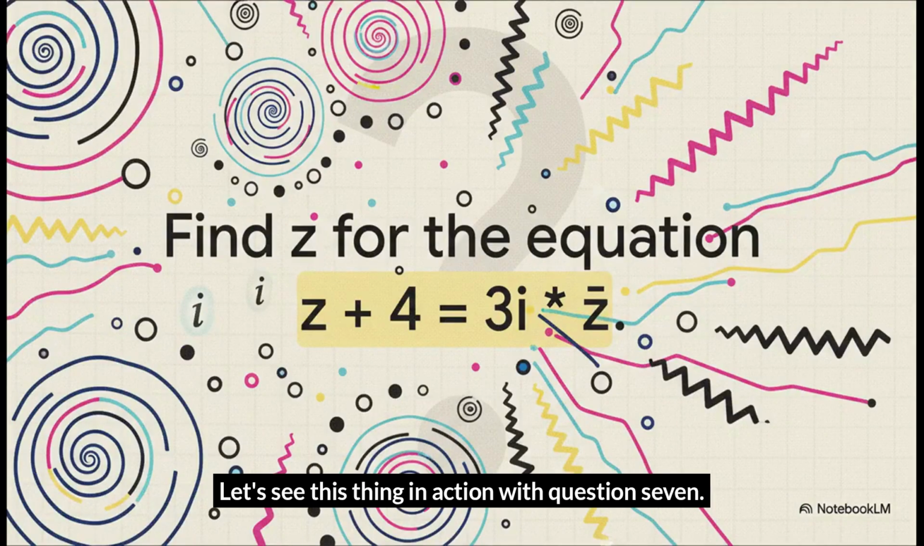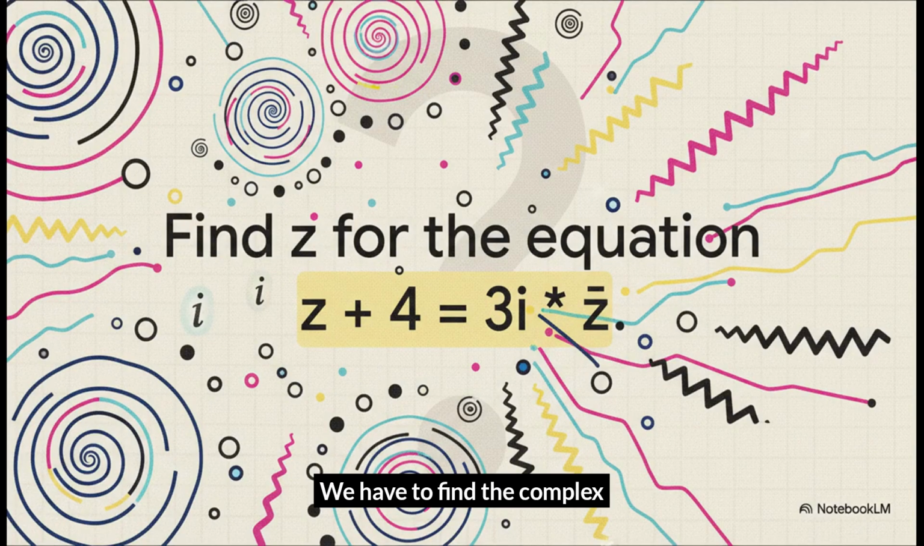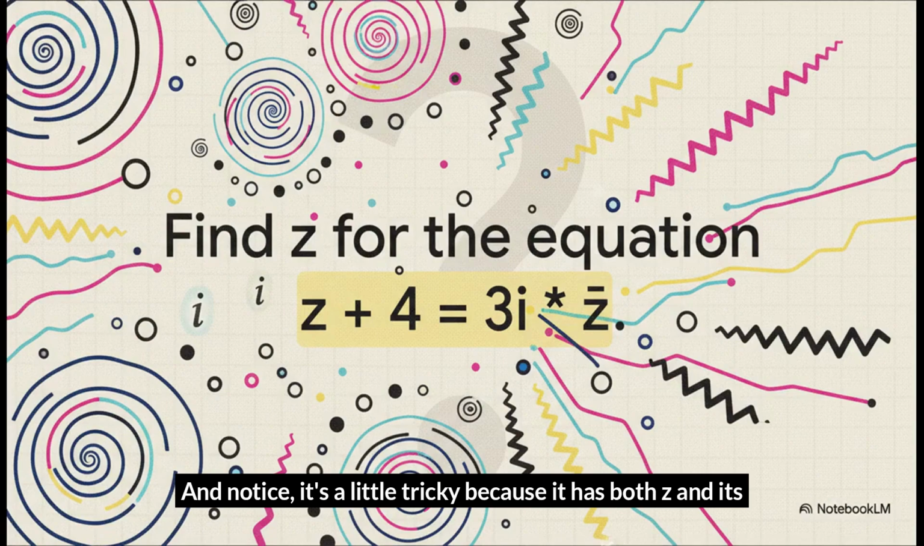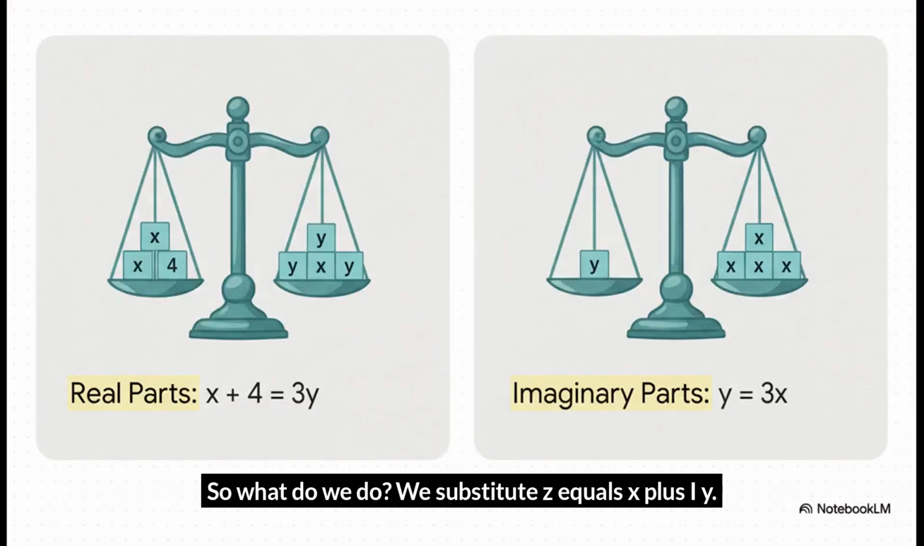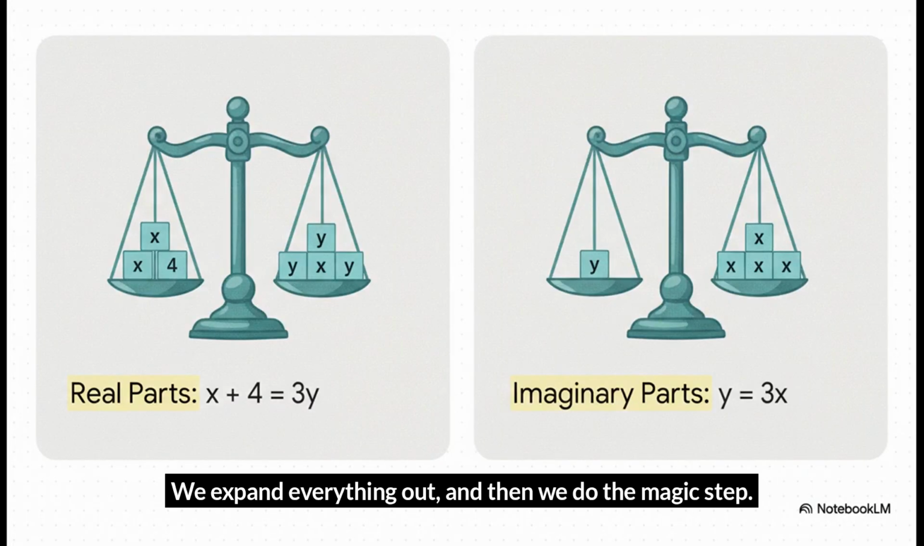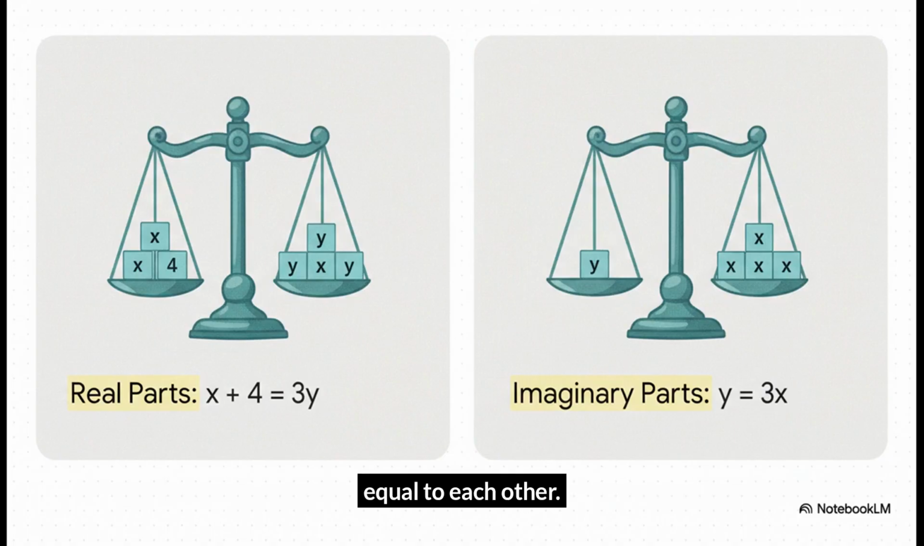Let's see this thing in action with question 7. We have to find the complex number z that makes this equation true. And notice, it's a little tricky because it has both z and its conjugate z bar in the same equation. So what do we do? We substitute z equals x plus iy. We expand everything out, and then we do the magic step. We gather up all the real parts on both sides and set them equal to each other.